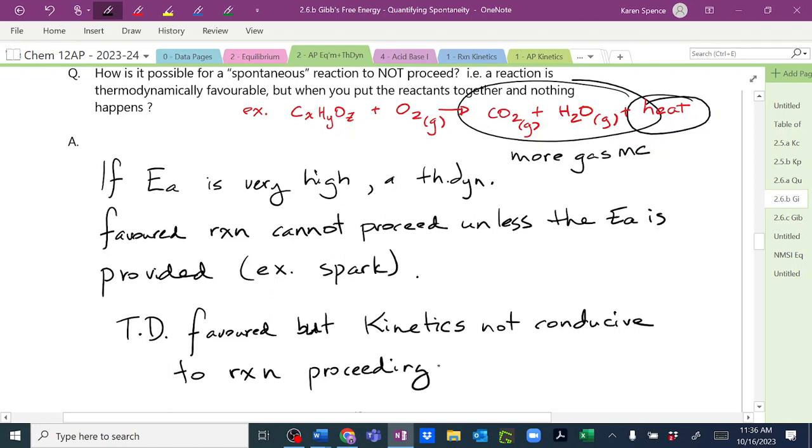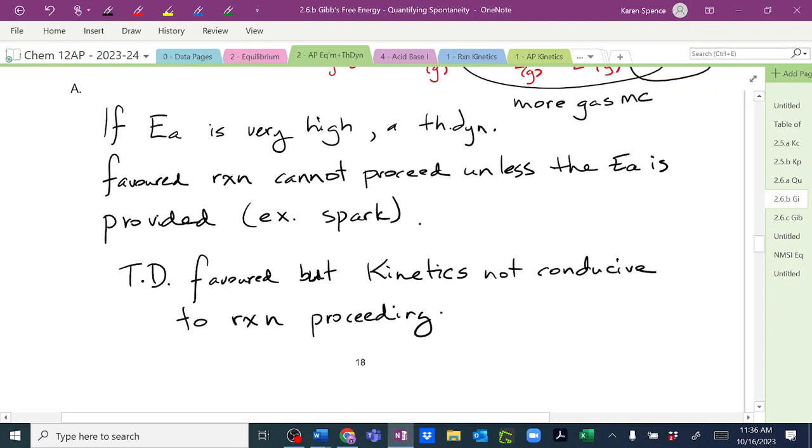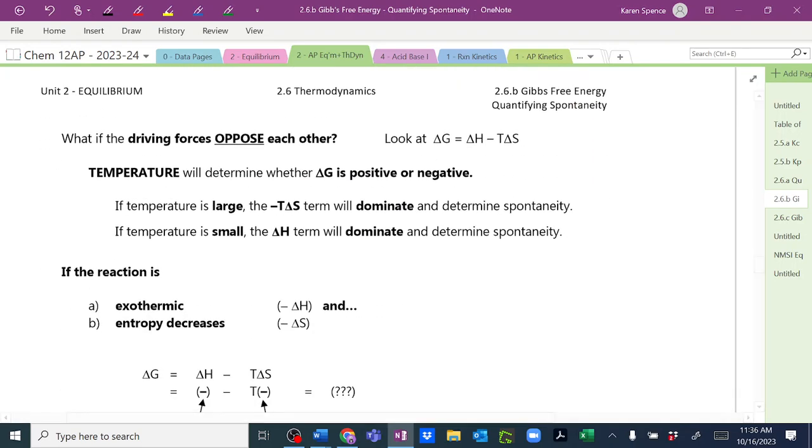Is he good? Yeah? Okay. What if the driving forces oppose each other? Hi. Back here. Hi, Joel. Whenever you have time.